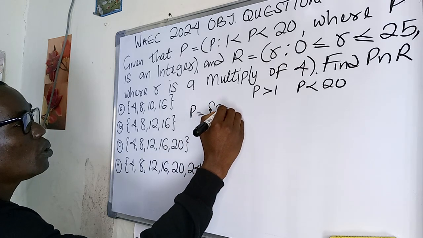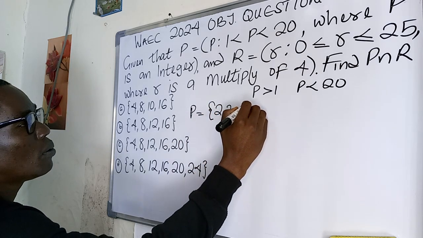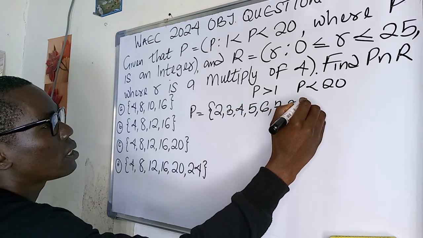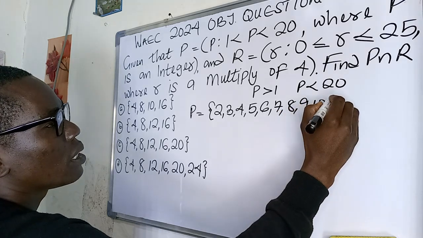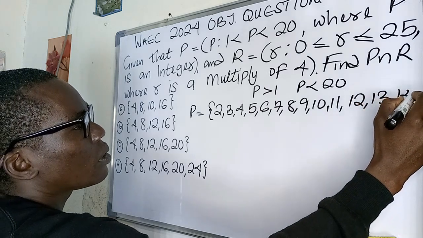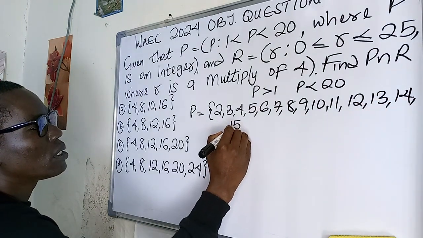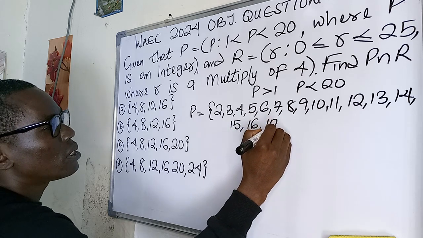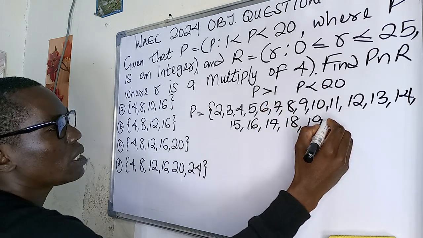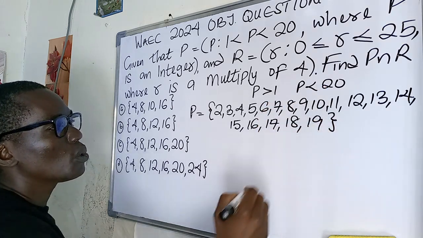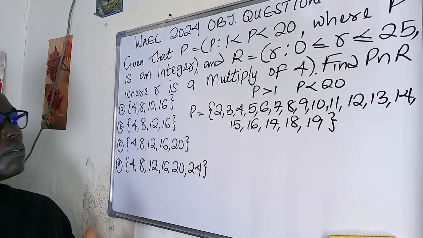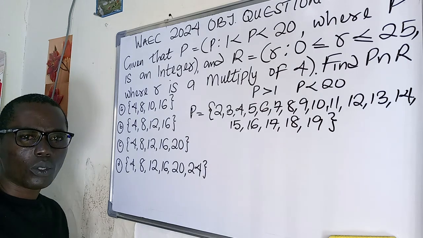So P is 2, 3, 4, 5, 6, 7, 8, 9, 10, 11, 12, 13, 14, 15, 16, 17, 18, 19, and they say P is less than 20, so that means 20 is also excluded. So these are all the integer values of P listed there.